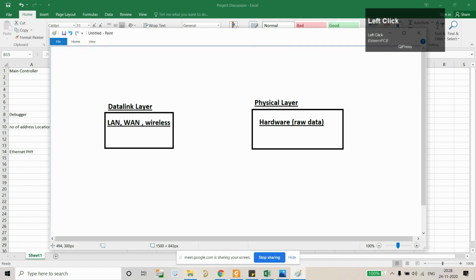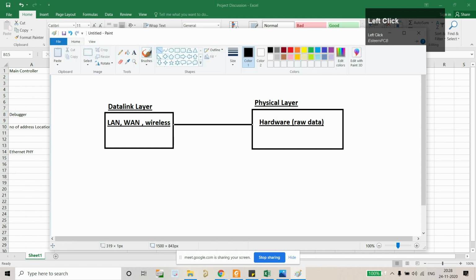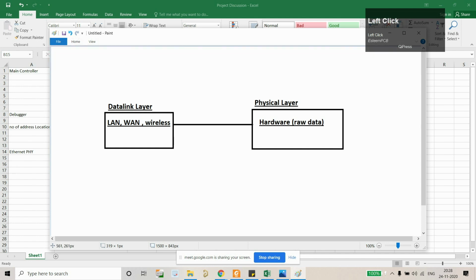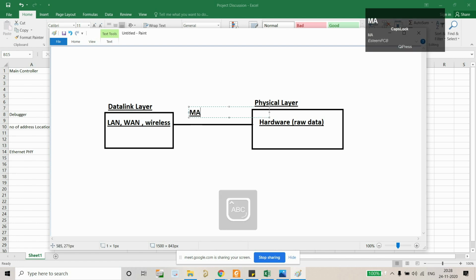So this is just very basic. I'm just discussing here. From here you will understand the whole purpose of Ethernet PHY and how we select that. To connect these, we needed a MAC address, and that MAC address is provided by the physical layer.